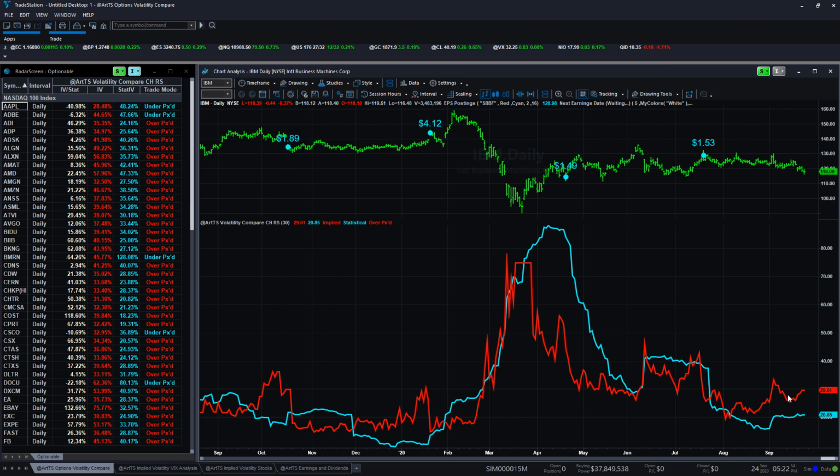So here we're looking at implied volatility. If it's above the statistical, then we know that it's overpriced. We can see that here in the legend. And if it reverses the other way, then we know that they're underpriced. And I can also see that in Radar Screen.